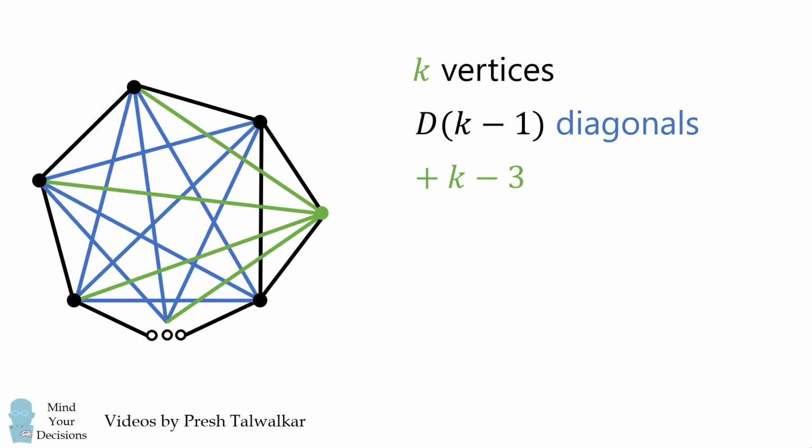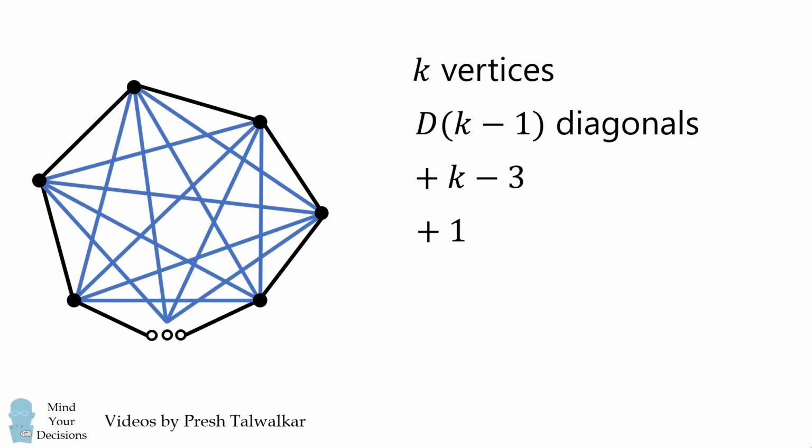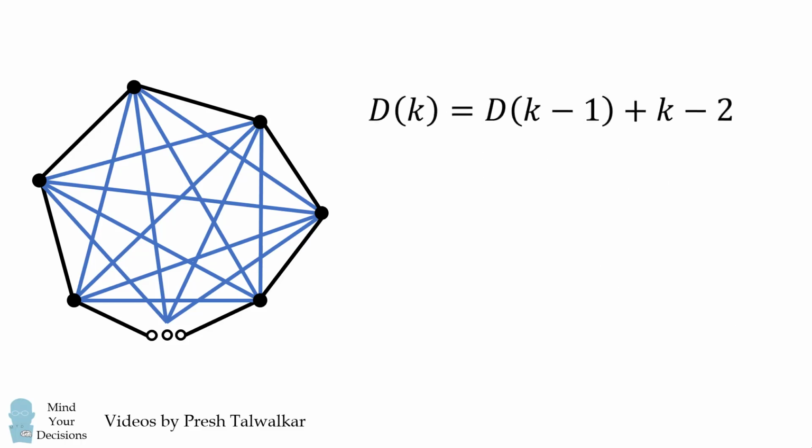Now, if we connect the adjacent vertices to make sides of this polygon, let's examine what happens to this side of the previous polygon with k minus 1 vertices. Well, notice that this will actually be a diagonal of the new polygon. So we need to add one more to this formula. The result is that dk is equal to dk minus 1 plus k minus 3 plus 1. And that simplifies to be dk minus 1 plus k minus 2. And that's the recursive formula we'll need to solve this problem quickly.